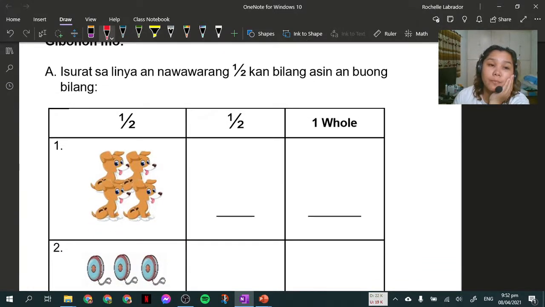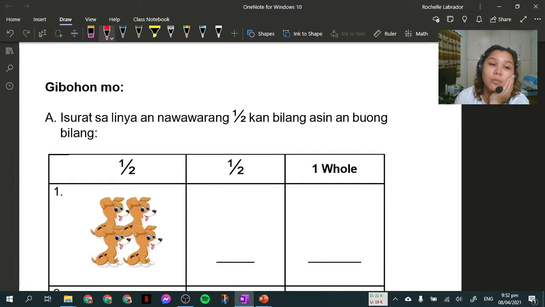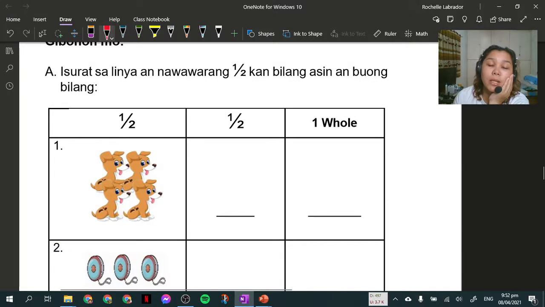So, eto, so ang gagawin for task 3, gibuhon mo, isurat sa linya ang nawawarang 1/2 kan bilang asin ang buong bilang. So, 1/2 is already given. Ilan kaya yung other 1/2? Take note, equal number of objects in each set. So, double. So, what we do is write the number and then write the total number. So, kung yung equation kanina, this is blank plus blank equals n. So, this is the n.